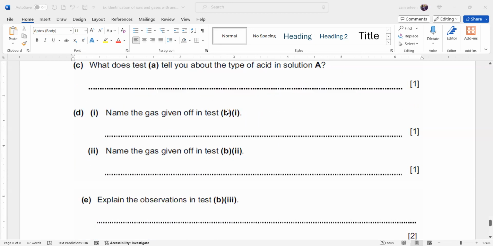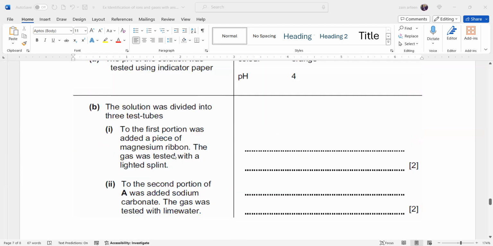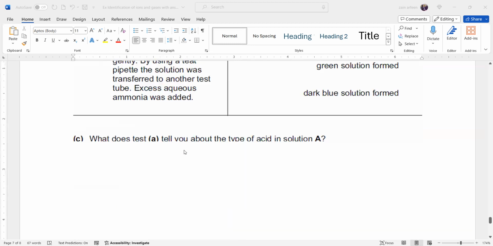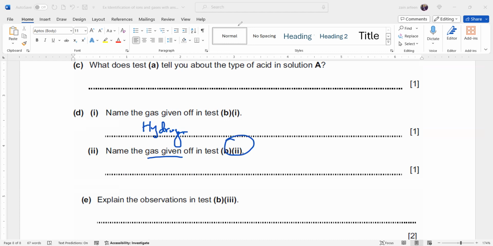Name a gas given off in B1. Which gas is given off in B1? Which gas is released here? Hydrogen. So here, as they mentioned, name a gas. If you write H2, it's not correct, because you have to name a gas. So you're supposed to write hydrogen. Don't write H2. Name a gas given off in test B2.